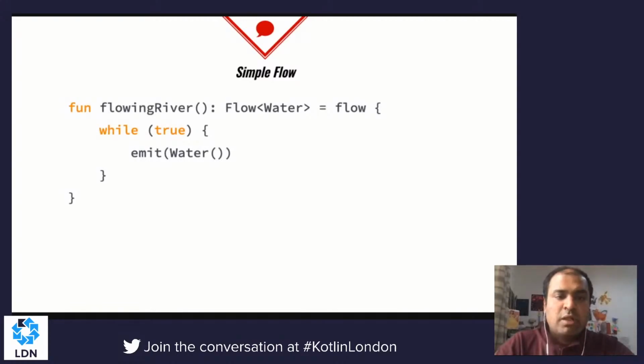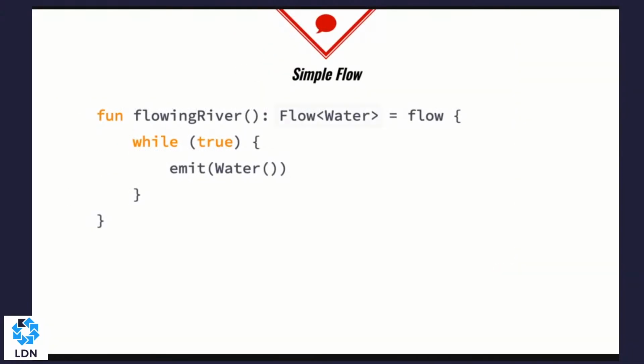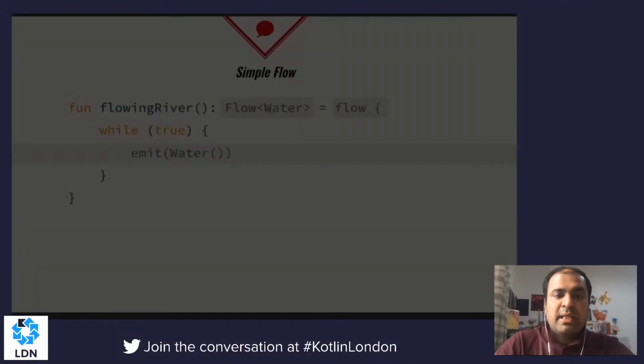Imagine there is this piece of code, a function called flowingRiver, which continuously emits some sort of data. We call it Water, a simple data class which holds some sort of value in your application. We specify a return type as Flow of type Water, and then provide a body which is a lambda style function. I say flow, and as the lambda parameter I put my while loop and then an emit function. The emit function is the key. Until and unless you emit, you can't receive anything.